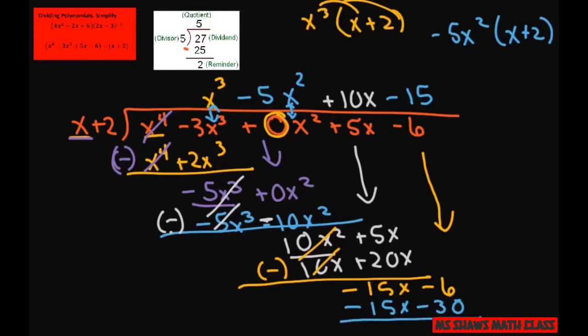And then we subtract, and that's going to zero out, and this is going to be 24. So your remainder is 24.